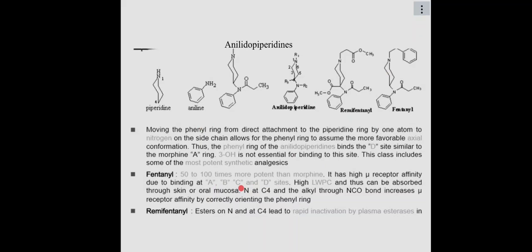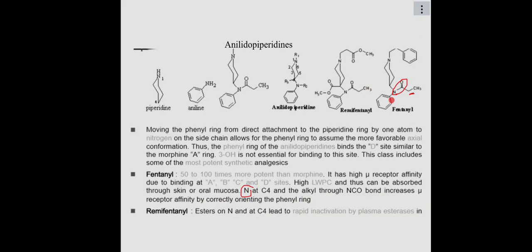And the nitrogen, as I had said, that is the nitrogen at carbon 4. Remember, this is our carbon 4. We have that nitrogen and the alkyl through the nitrogen carbon oxygen. So you can see that one there. We have this nitrogen, the nitrogen itself, and also this alkyl group through the nitrogen carbon carbonyl, this is a carbon oxygen bond, increase mu receptor affinity by correctly orienting the phenyl ring.